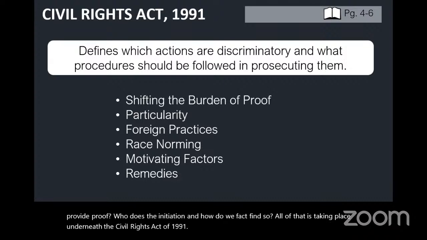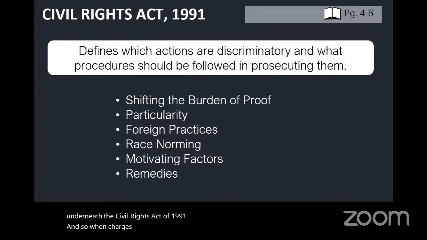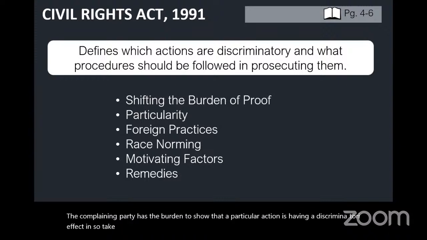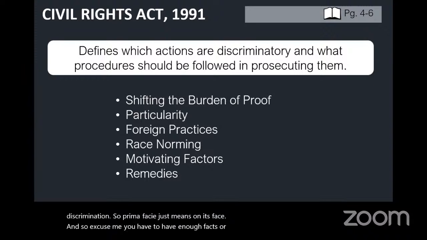And so when charges of disparate impact are argued in court, the complaining party has the burden to show that a particular action is having a discriminatory effect. Take note that the plaintiff must prove prima facie evidence of discrimination. Prima facie just means on its face. You have to have sufficient evidence to raise a presumption before the other party has a chance to rebut.